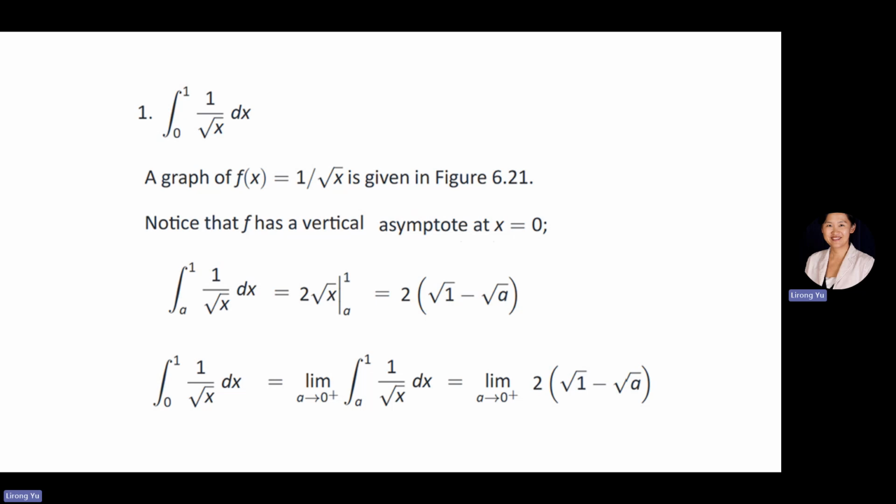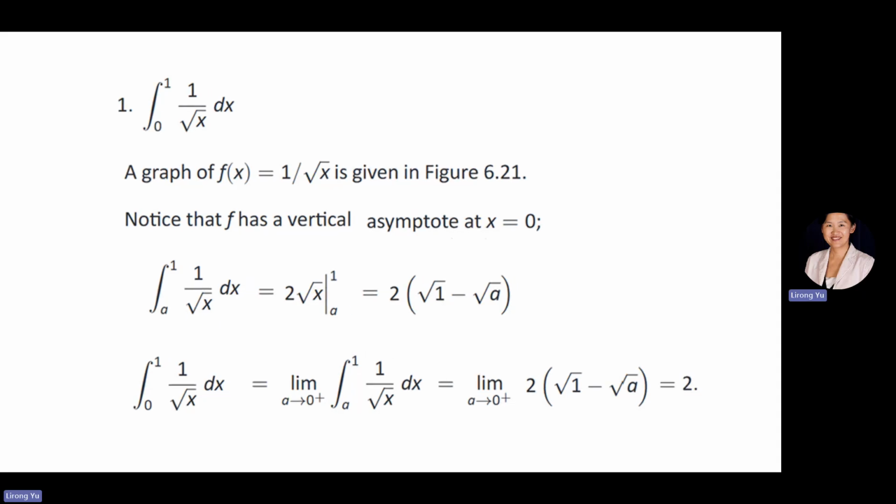If this is a negative number, we have a problem, right? The root of a negative number is undefined. So anyway, when a approaches 0, root of 0. So this is our answer. The final answer is 2. So this integration actually converges because we have a limit that equals 2. Any questions so far? So this is how we handle the first example, because the discontinuity of the function occurs at the boundary of the integration interval.